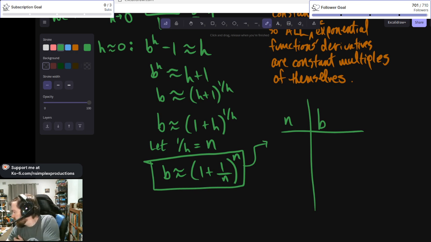we end up with some particular value. Oops, where did my calculator go? It was right here. No, here it is. I suppose we could pop it up in Desmos as well. So if we pull up 1 plus 1 over x, raised to the x, and then go to the table, that's fine.